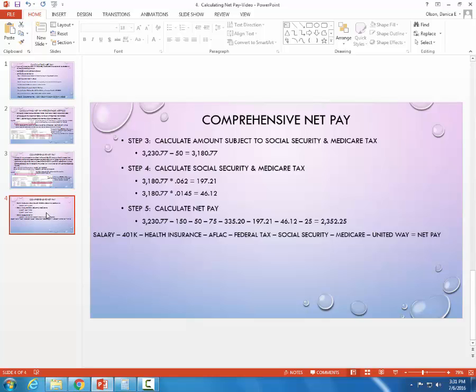To calculate net pay, we take her wages, $3,230.77, subtract out 401k of $150, subtract health insurance of $50, subtract Aflac of $75, subtract federal tax, $335.20, subtract Social Security, $197.21, subtract Medicare, $46.12, and then subtract $25 for her United Way contribution. This results in $2,352.25 being her net pay.